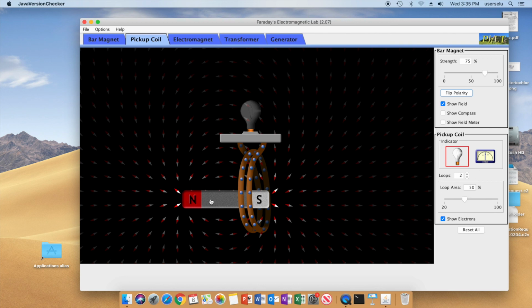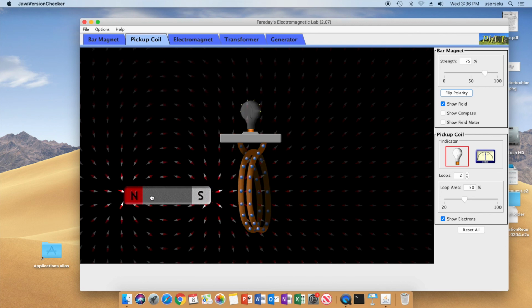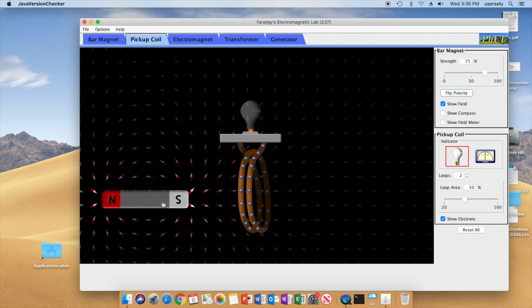Now, again, obviously, pull the south pole away. Notice as I pull the south pole away, dots moving down, current moving up, current moving in at the top, field lines going to the left induced in the coil. That's because I'm pulling more field lines to the left away as I move the south pole away.